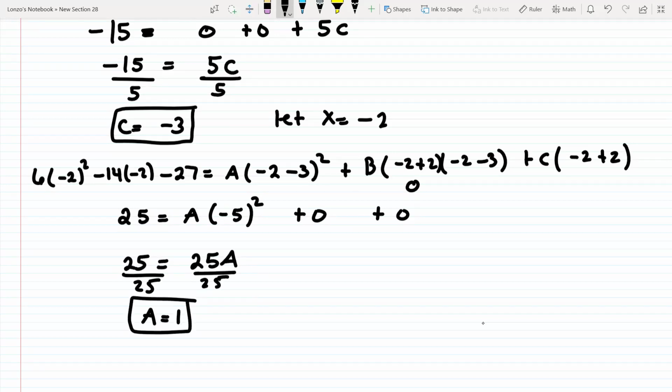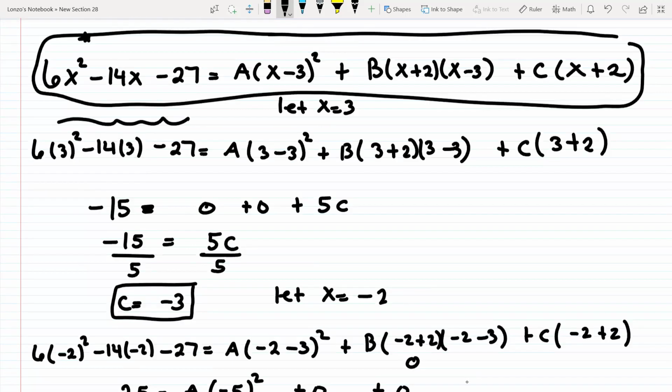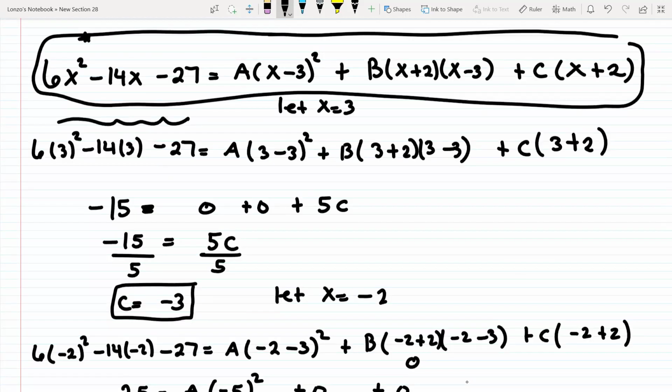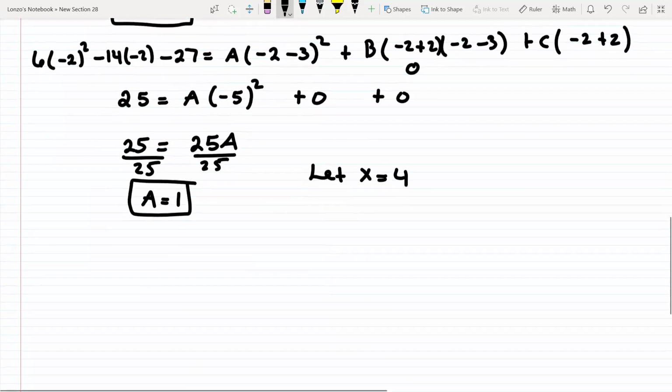Okay, so my a value is 1, my c value is negative 3. The next thing I got to do is find my b. This time, I'm going to let x equal 4. And then you're going to put it back here. And then you also can plug in your c value and your a value, right? So I'm going to say x equals positive 4. Okay, so it's going to be here. Maybe I should write the problem again.